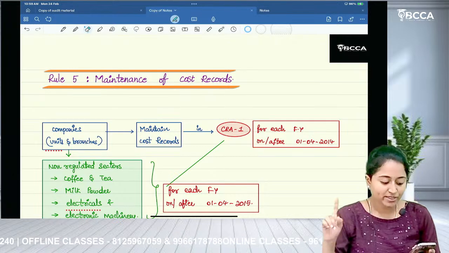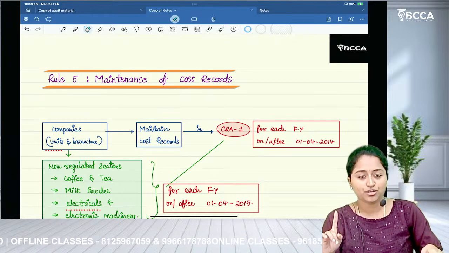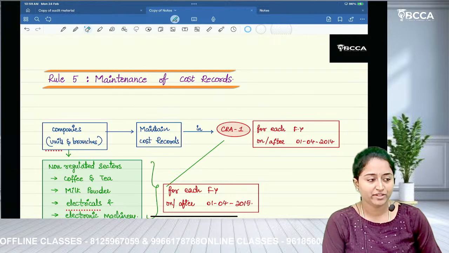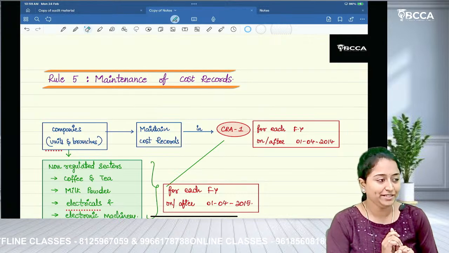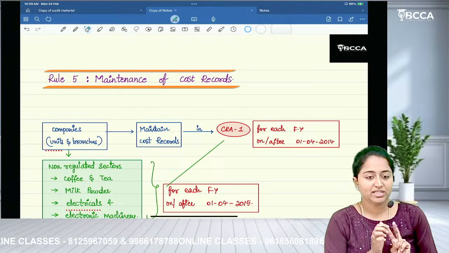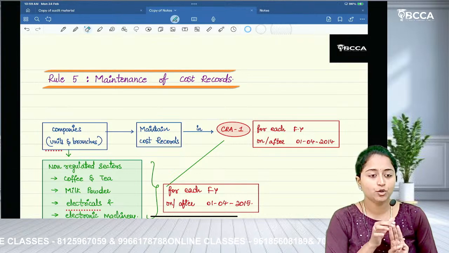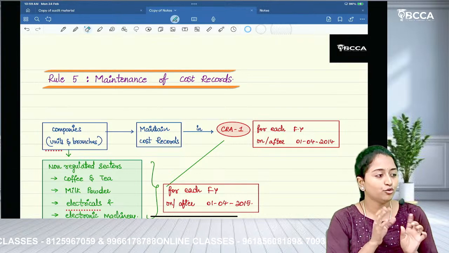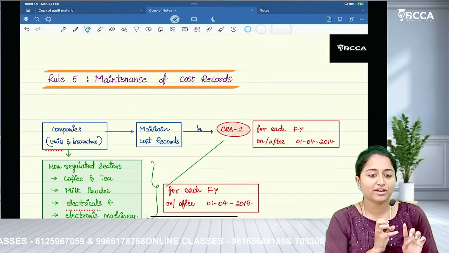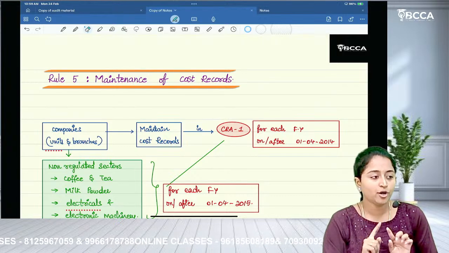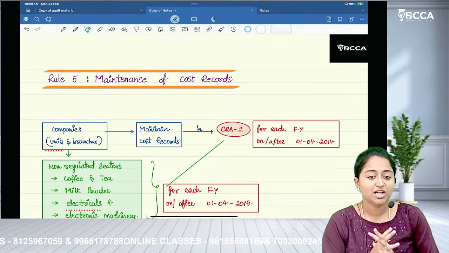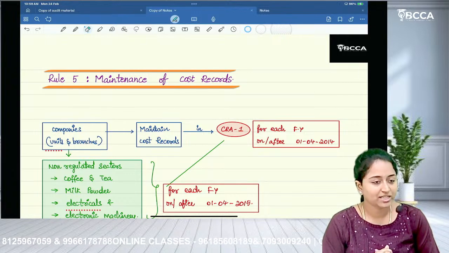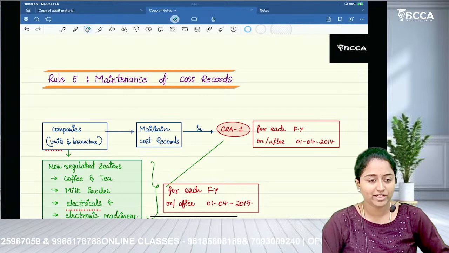We have seen the introduction of Companies (Cost Records and Audit) Rules 2014. We have seen regarding Section 148. And then we have seen regarding rules: Rule 1, Rule 2, Rule 3, Rule 4, Rule 5. And in these rules, we have come across one form, Form CRA 1, which is maintenance of cost records. Clear? No doubts so far, right?